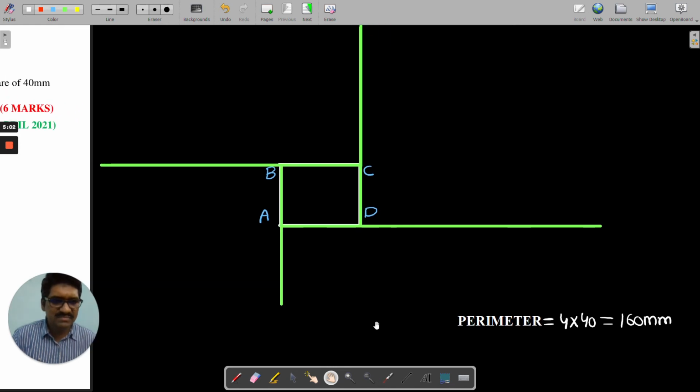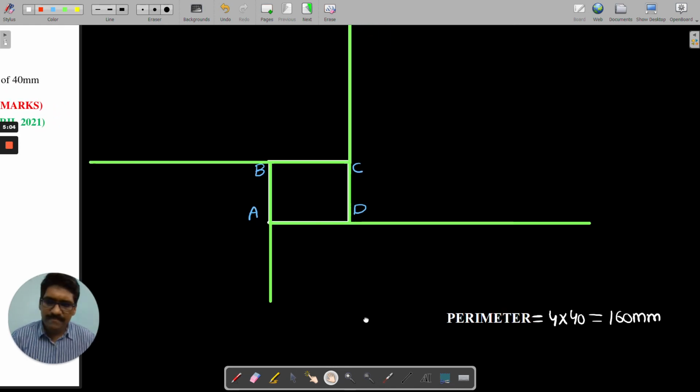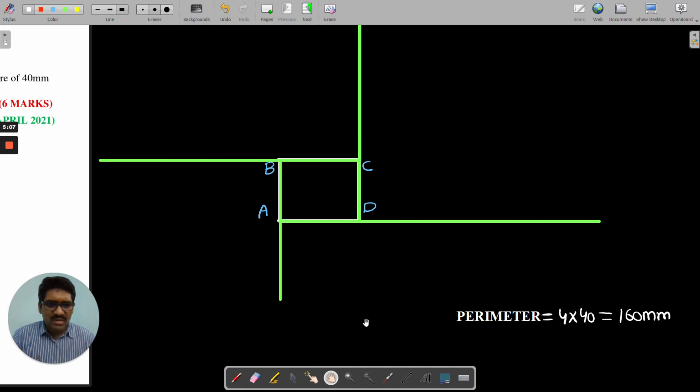That is the case. Are you following, all of you? Now, do one thing. Since it is 160, you have to draw this line up to 160.